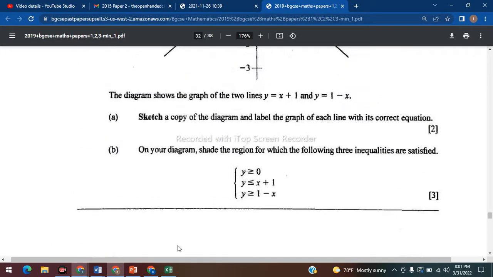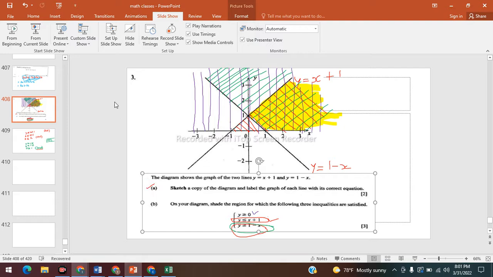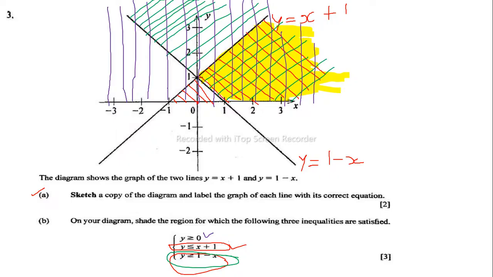I should probably see this on BGCSE. Not to this extent, but yes, they do bring something similar, not to this extent though. What do you mean, not to this extent? Because here they have one, two, three inequalities that you have to ensure are satisfied, right? I don't see them doing that for BGCSE.